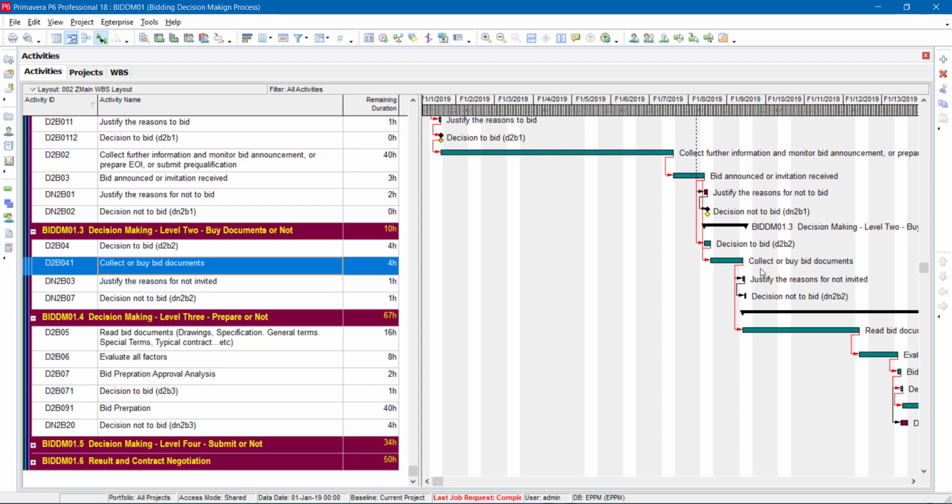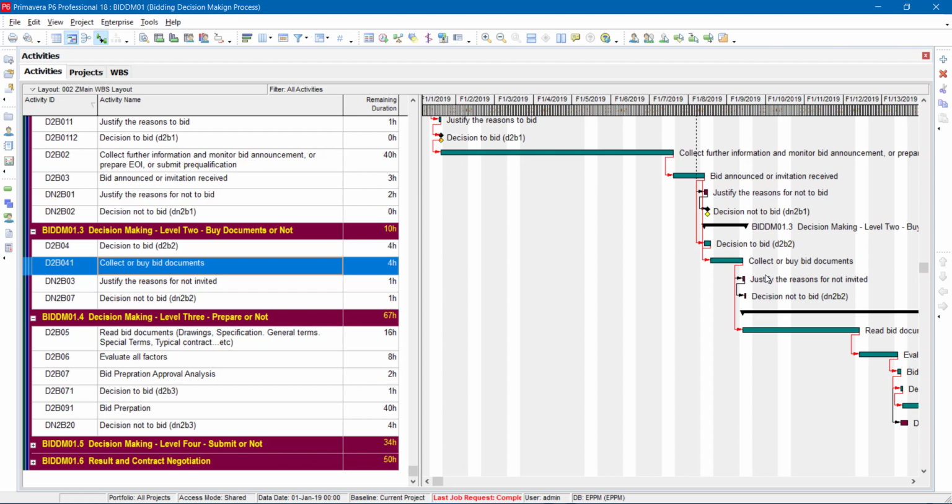But if you collect the documents, you start immediately, at the same level, reading and scanning the documents very fast, in a few hours, to decide if you are bidding or not. So the decision to bid comes as a result of collecting and buying the documents, or you are not invited at all and the bid is there and you are not invited. So this is how it goes.